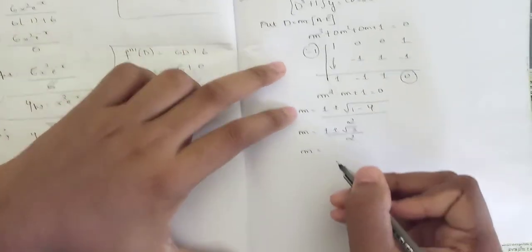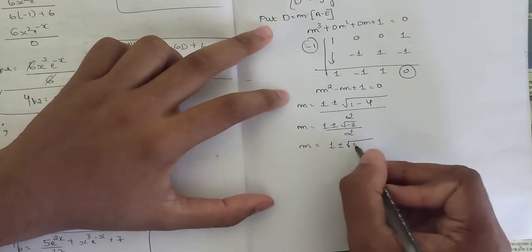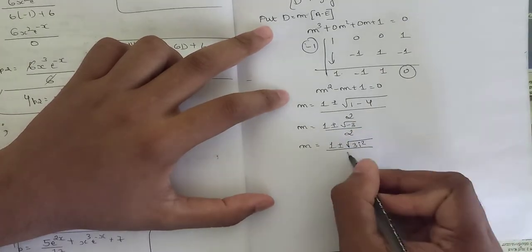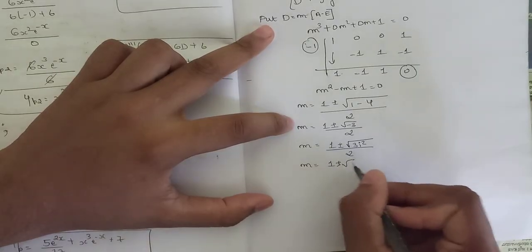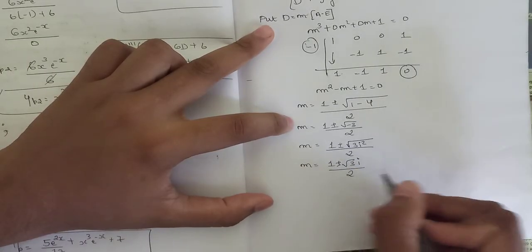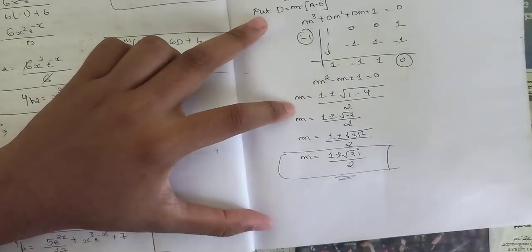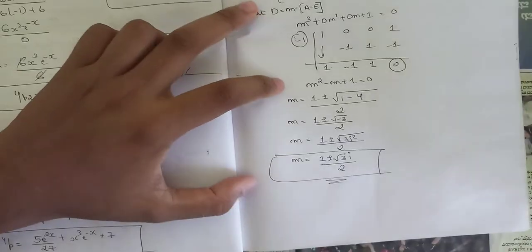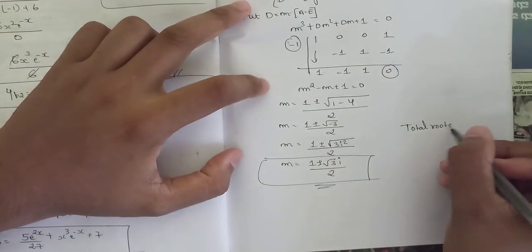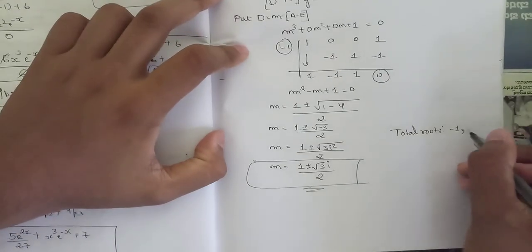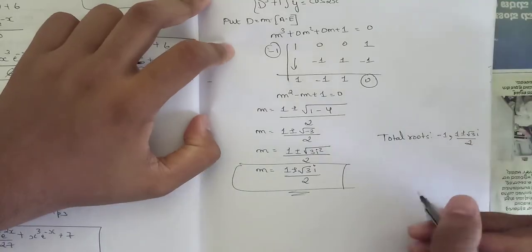M is equal to, minus 3 is there, right? So we can write it as i square times 3, by 2. M is equal to 1 plus or minus root 3i by 2. Okay, so this is your required root. So the total roots which we get here are minus 1, comma, 1 plus or minus root 3i by 2.